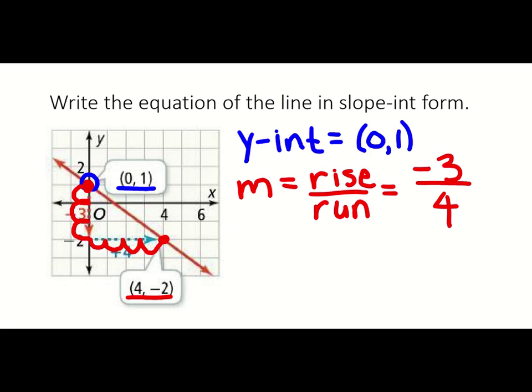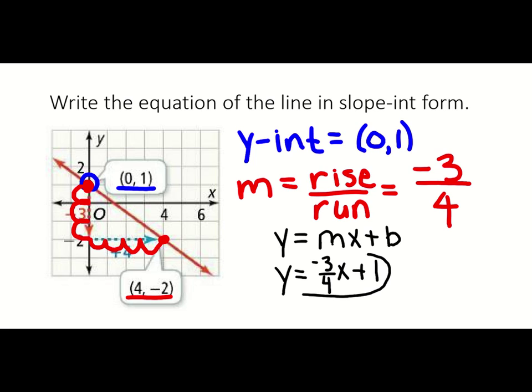Once you identify the y-intercept and the slope, we're then going to take those numbers and just plug them into the equation y equals mx plus b, our slope-intercept form. So y equals doesn't change. m was -3/4. The x stays. And the y-intercept was positive 1, so I'm going to write plus 1. So our equation of this line is y equals -3/4 x plus 1.